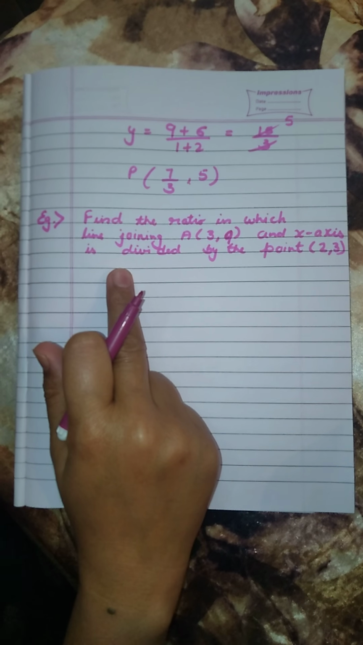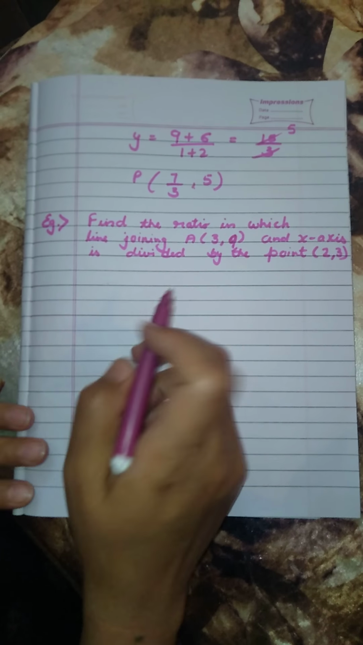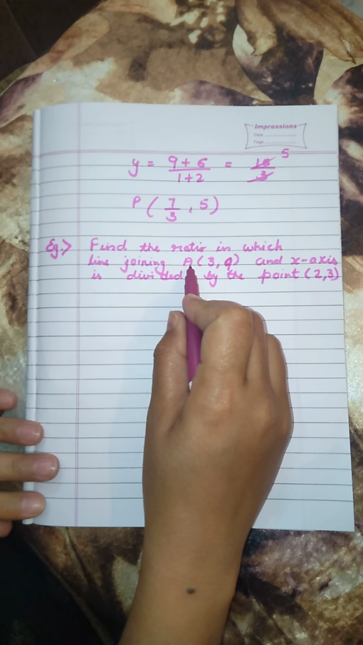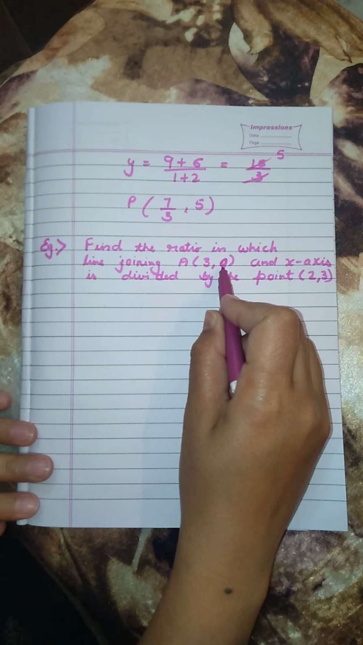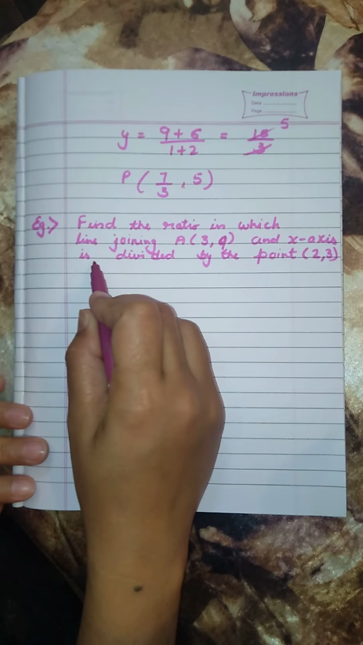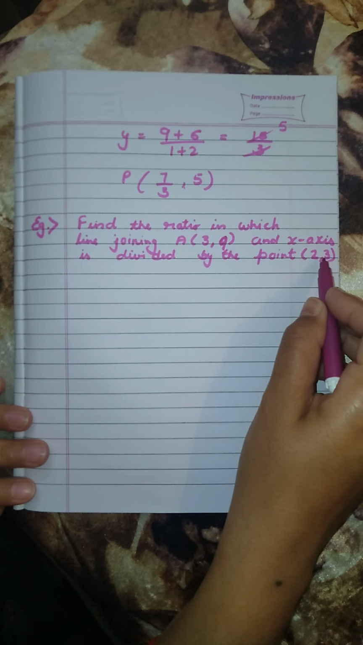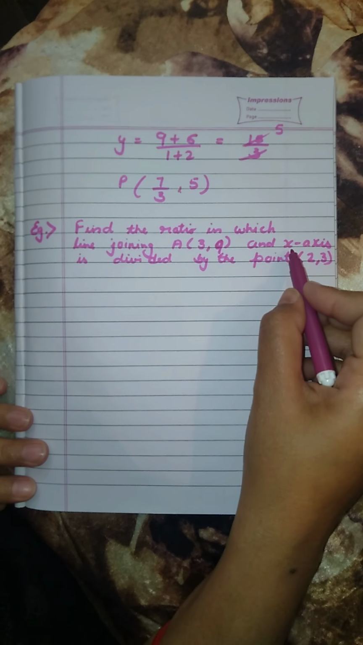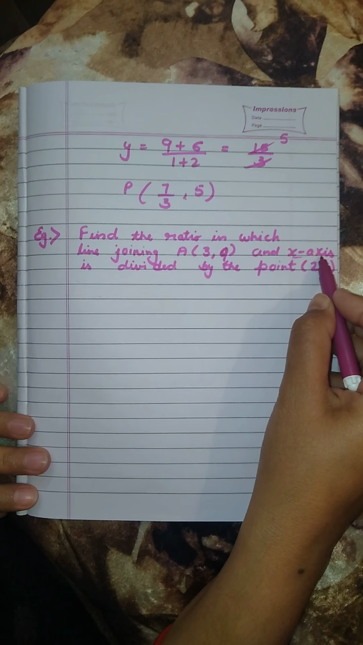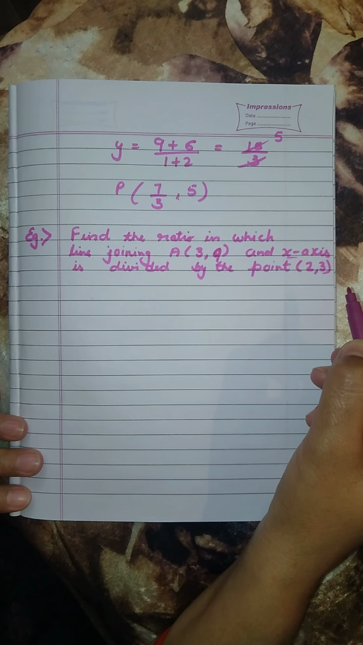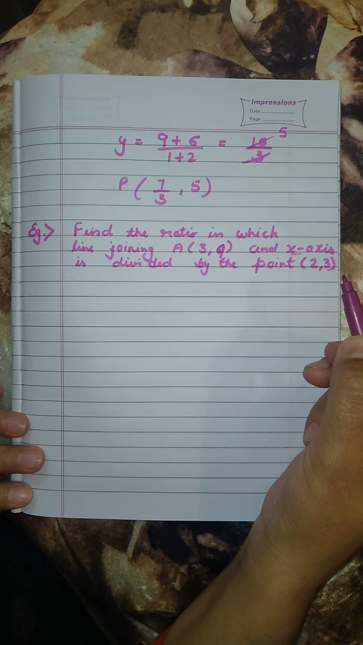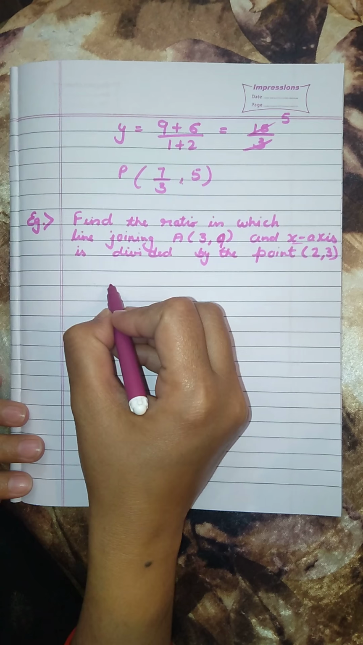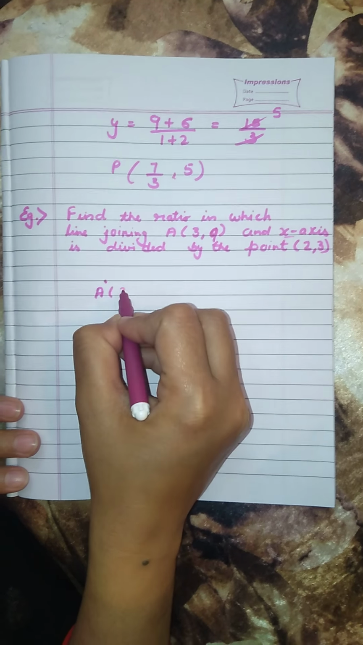This is the second type of example. The statement is like this. Find the ratio in which the line joining A, with coordinates 3, 9, and the x-axis is divided by the point 2, 3. Now if you remember, I told you earlier, whenever we take any point on the x-axis, we take the coordinates as x, 0, and when we take a point on the y-axis, we take the coordinates as 0, y. So the statement becomes like this on the figure.